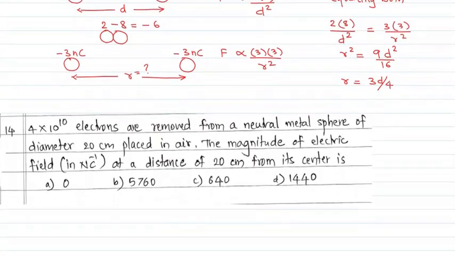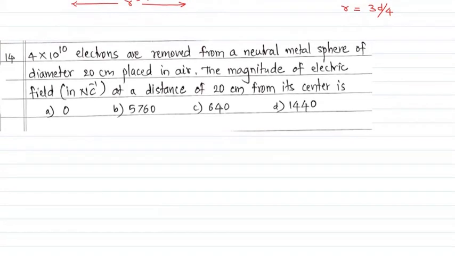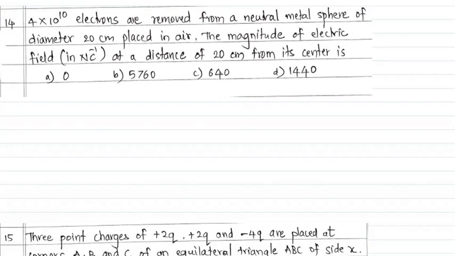Next, 4 into 10 raised to 14 electrons are removed from a neutral metal sphere of diameter 20. So this much electrons he has removed from a sphere. Diameter is 20, means radius is equal to 10 centimeter. The magnitude of electric field at a distance of 20 centimeters from its center. So here capital R I will take as 10. So this r is 20, means point is outside the sphere.